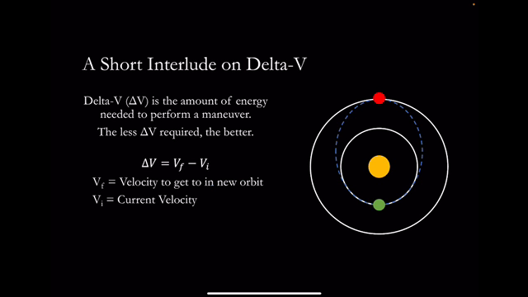We must also discuss delta V. So delta V is the amount of energy that you need to perform a maneuver. So the less delta V required, the better. So what I mean by that is, say you're here on Earth, you are currently traveling at a velocity of Vi. But if you want to exit this orbit that you're in right now and enter a new orbit, you need to get to a velocity of Vf. So the difference between these two is our delta V, and this can tell you the amount of energy that you need to do this.